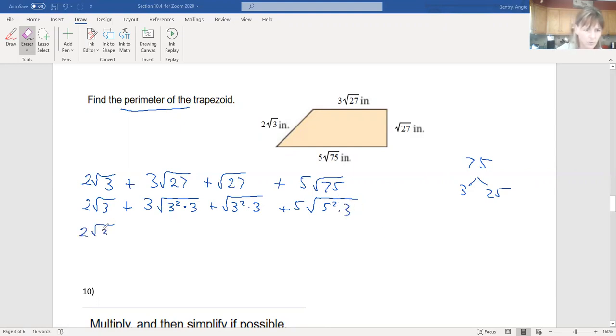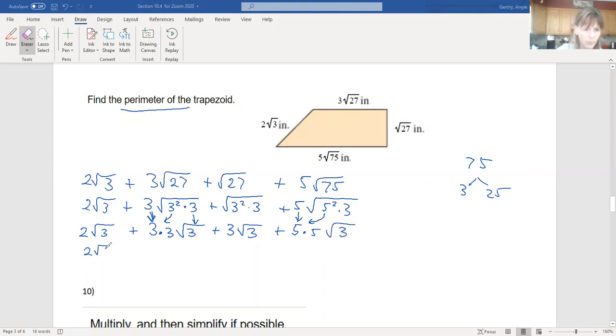Then what comes out, what stays under? This 3 is that 3, so be careful here. This 3 comes out. This 3 stays under, you see? Plus this 3 comes out, and this one stays under. This 5 stays, this 5 comes out. What stays under? The 3.